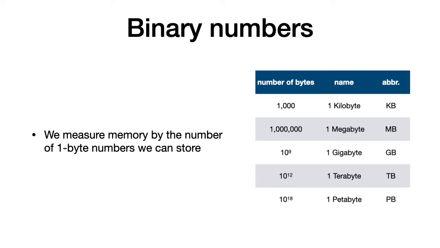Inside the computer, we measure memory by the number of 1-byte numbers that we can store. If we store 1,000 bytes, we call that a kilobyte. If we store 1,000,000 bytes, we call that a megabyte. 1,000,000,000 bytes is a gigabyte, which is about the size of our current computer's memories. Terabytes can be found on bigger storage devices.